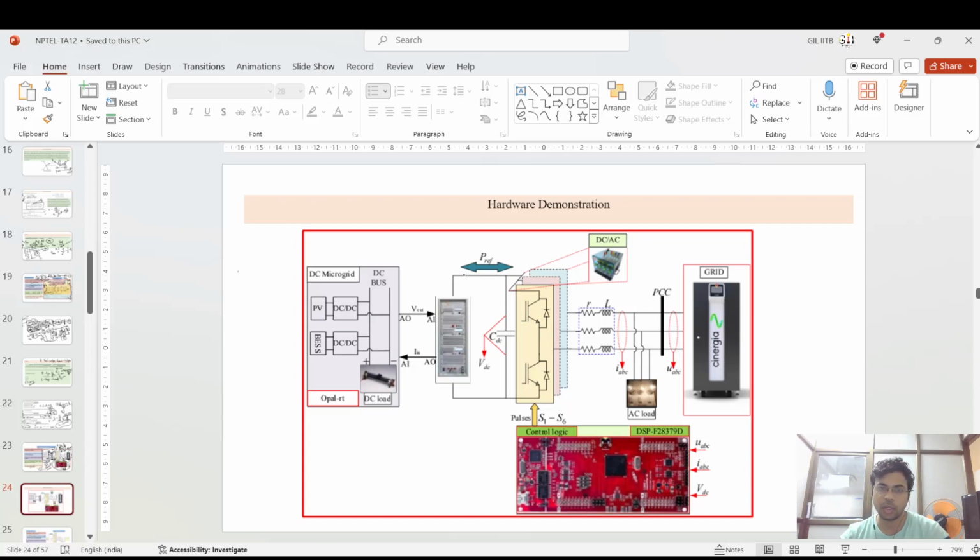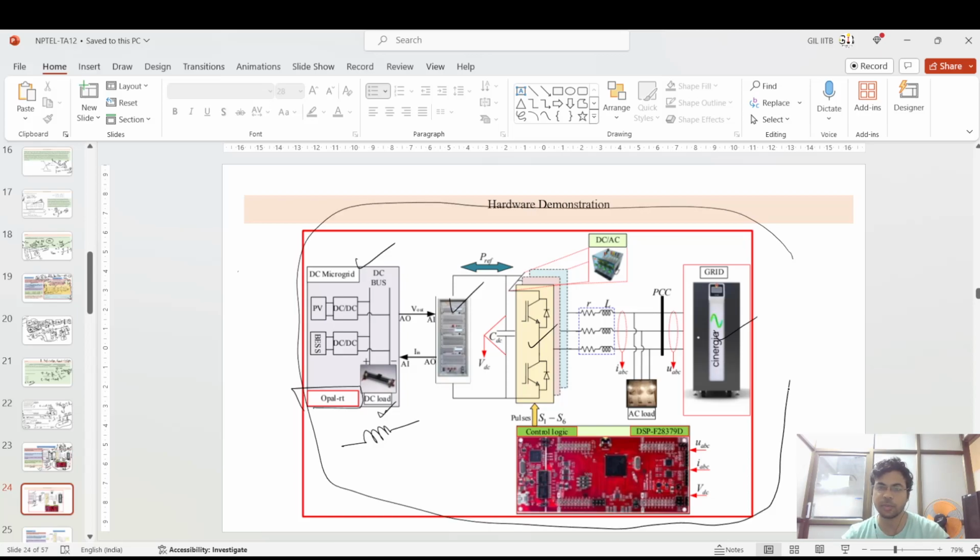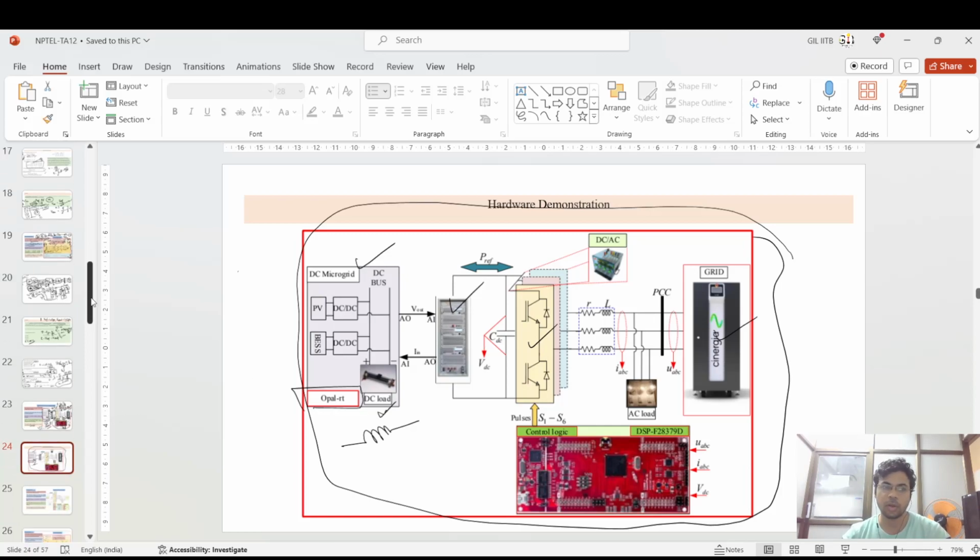If you see this as a hardware demonstration, that is the more closed view. If you see a more open view, that is the grid simulator, and this is the stack, the DC to AC converter stack. This is the power amplifier, and this is the DC microgrid which is there in the Opal-RT. You can connect the DC load also using some rheostats and all. So this is the basic hardware setup.